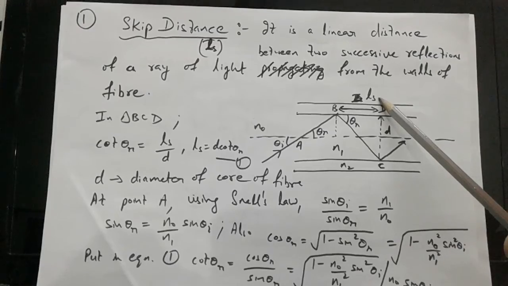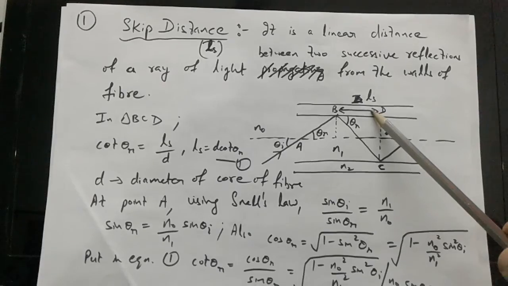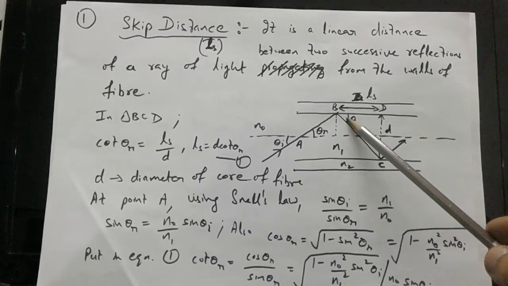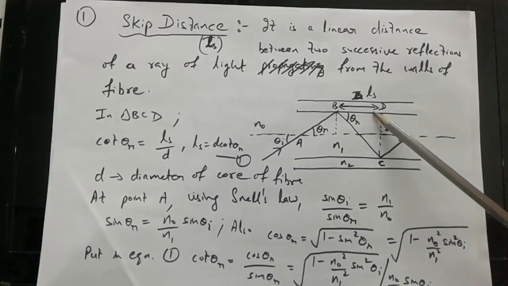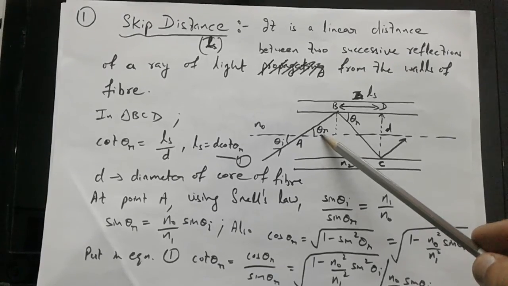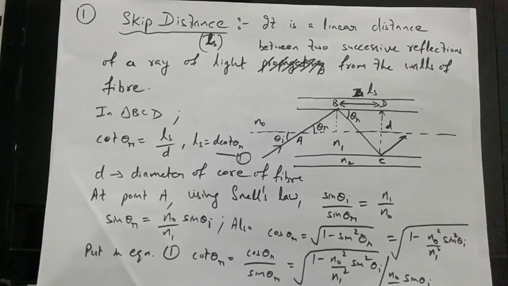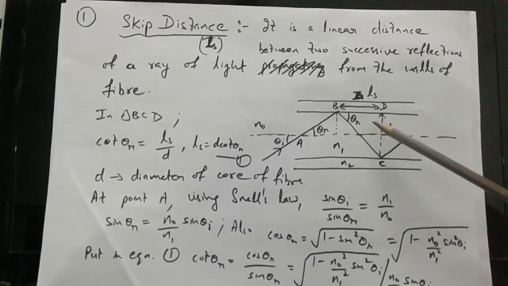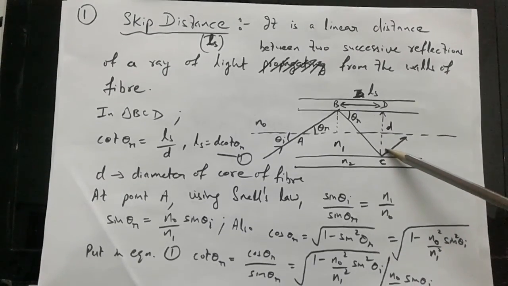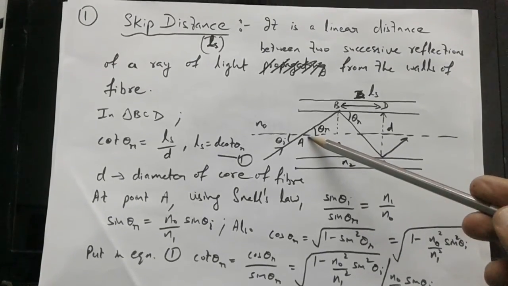Now to find the expression for skip distance, it is an easy derivation. In this right angle triangle BCD, this is the angle of refraction, and cot theta r is ls over the diameter of the core D, and then we use Snell's law at point A.